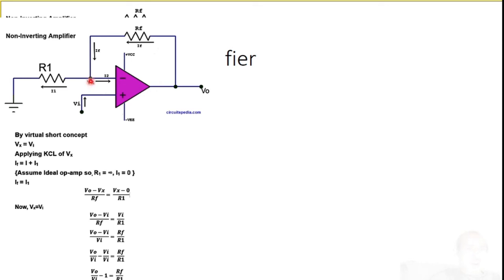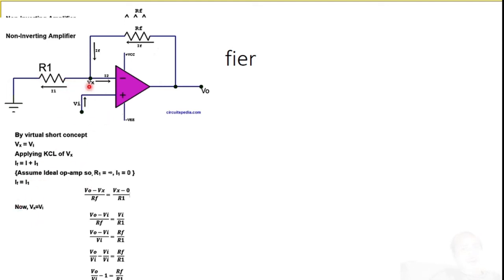Now applying KCL, Kirchhoff's current law, at this node point. Here we see which currents enter and which currents leave this point. IF, coming into Vx, equals I1. Assume an ideal op-amp. So the input resistance is infinity and the input current is 0, so there is no such current. Here IF equals I1.